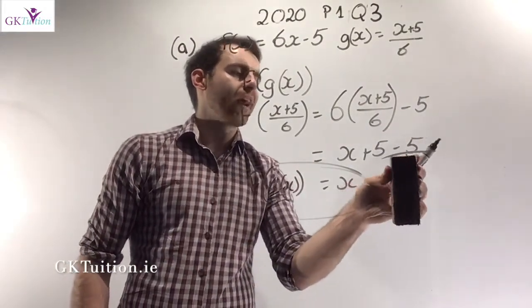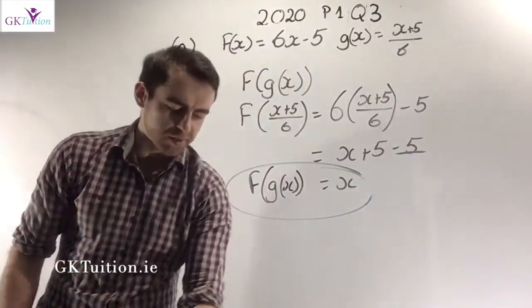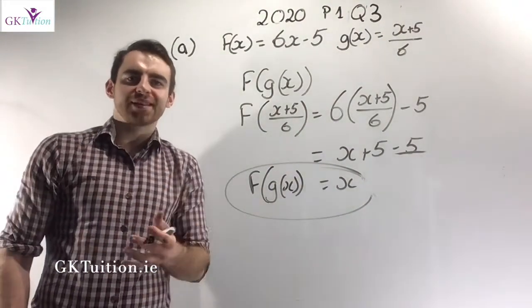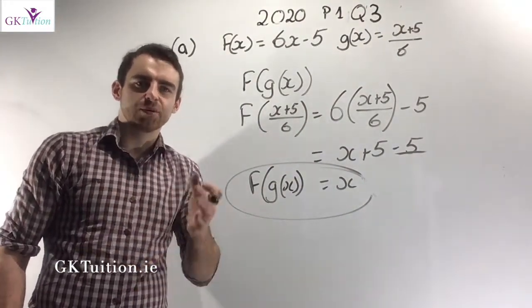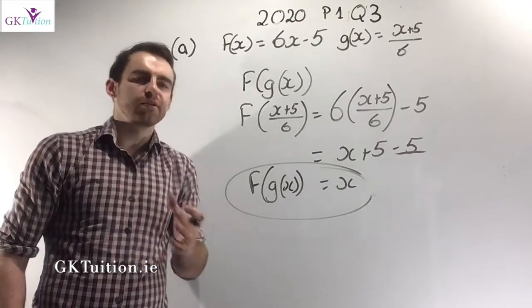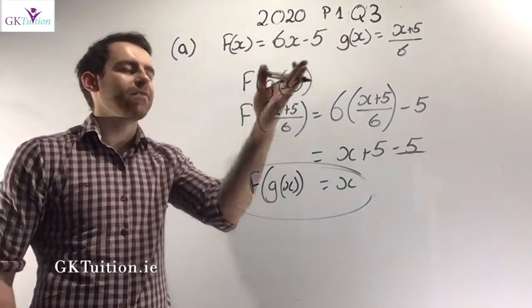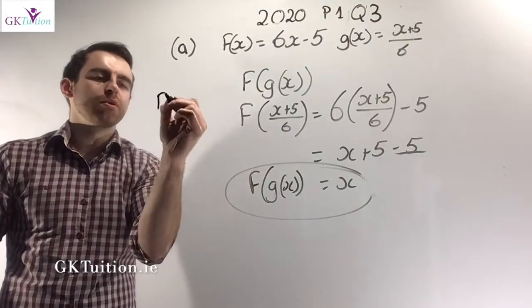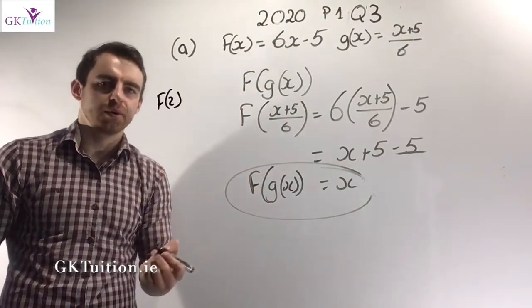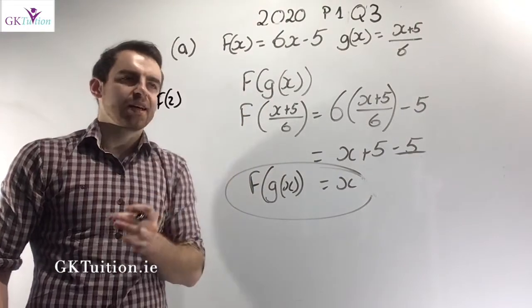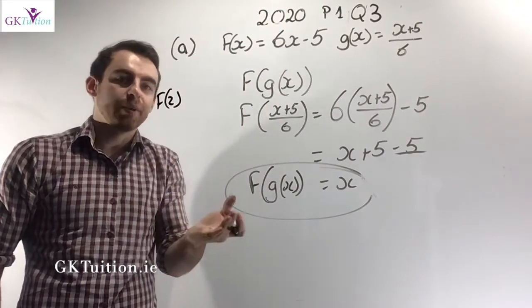And we're told that g of x is x plus 5 divided by 6. We need to investigate if f of g of x is equal to g of f of x. So I've done the first one here, f of g of x. If I need to get f of something, like imagine what it would mean if I was asked to get f of 2. That means everywhere there's an x in the function for f, I would sub in a 2.